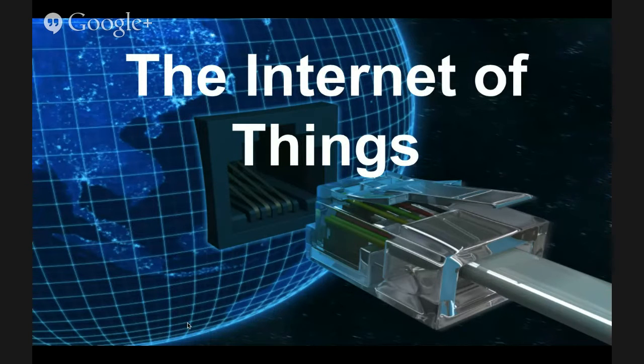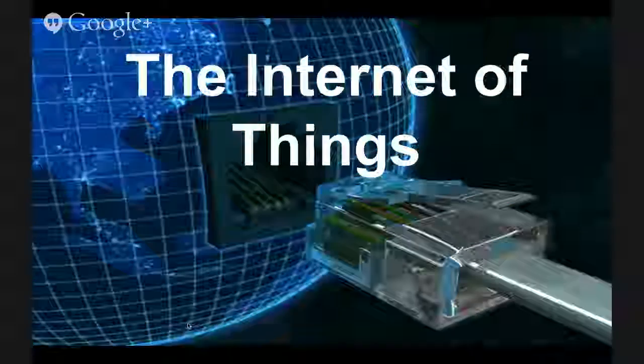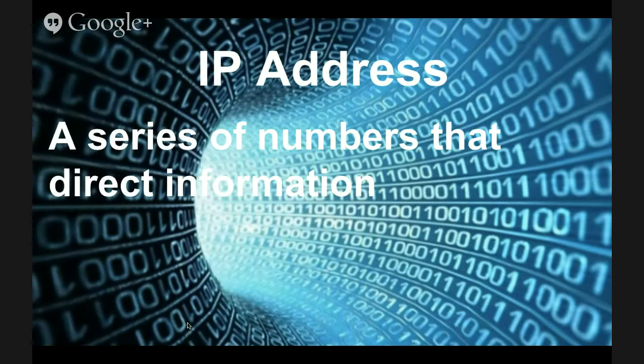The Internet of Things. The Internet of Things is the connection of devices to the Internet through a network, whether that's something like 4G, LTE, or Wi-Fi. In the Internet of Things, data is sent and received between devices. This is all made possible thanks to IP addresses.